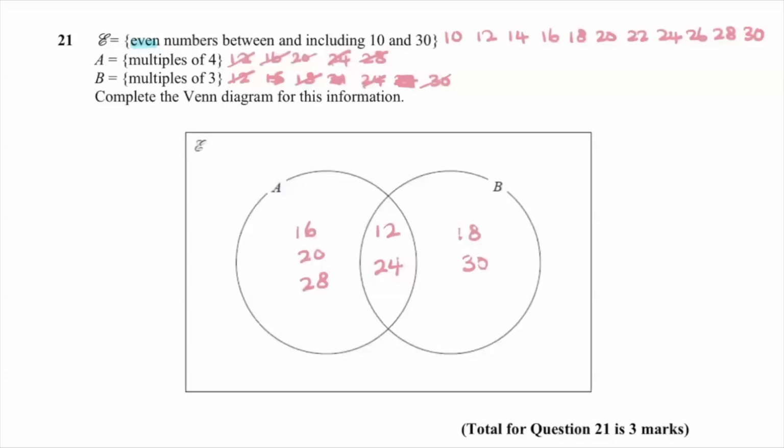Now, the reason for listing these out is so that at this stage, where we've already got some numbers in, we can cross those numbers off to see what we've got left. So we've got 10, 14, 22, and 26 left, and those numbers need to go on the outside. And that's the Venn diagram done.